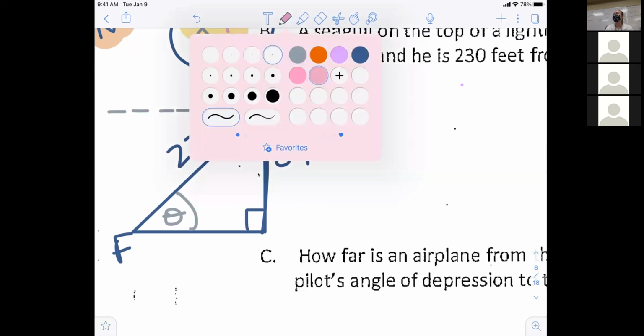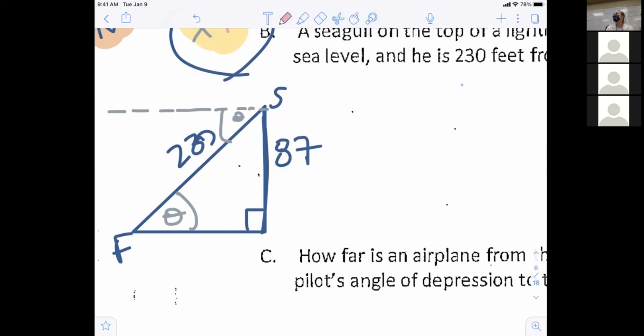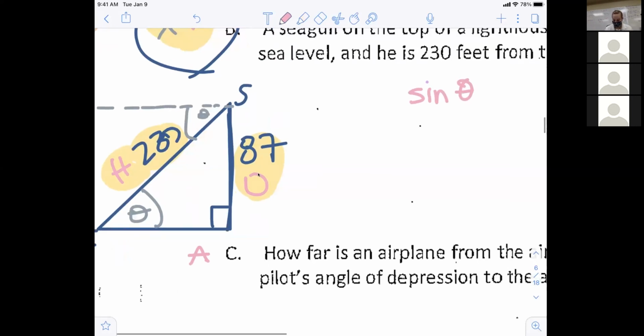In order to figure out my trig function, I need to label my sides. So what's my opposite side? Which side is the opposite side? 87. What's my adjacent side? The unknown one. And then what's my hypotenuse? 230. Very good. I do not know my angle, so I have to use the two sides that I do know. I have to use 87 and 230. So which trig function am I using? Sine. Very good. So I'm going to write sine of theta equals opposite over hypotenuse, 87 over 230.